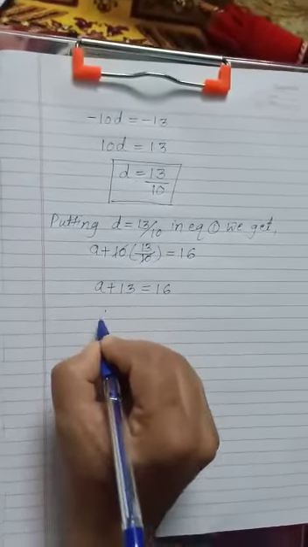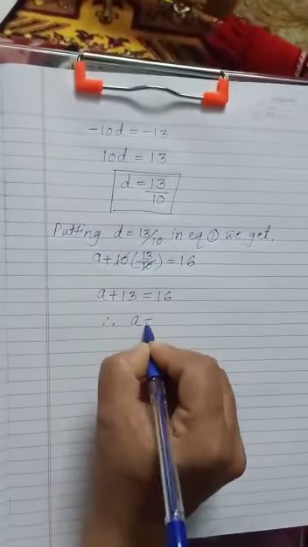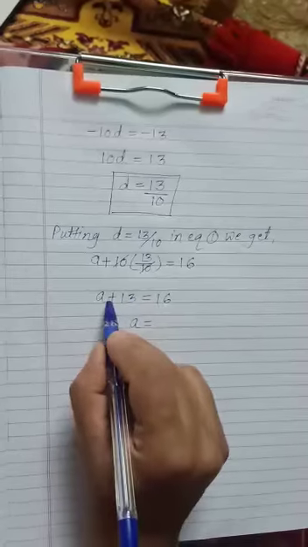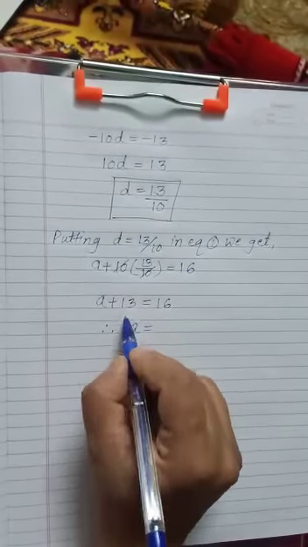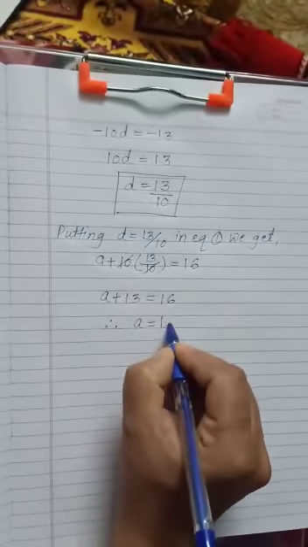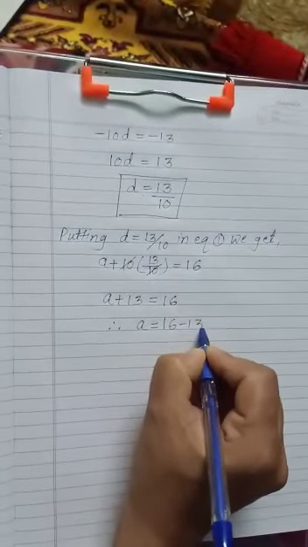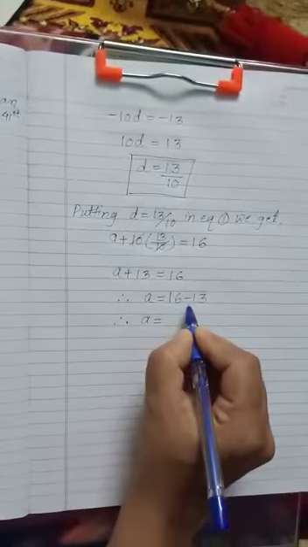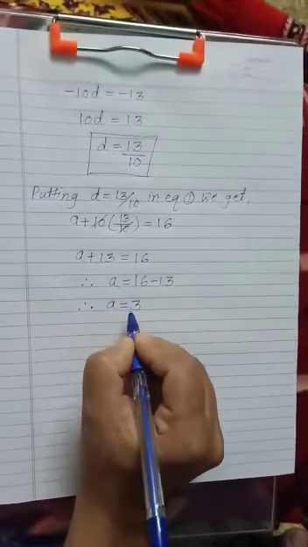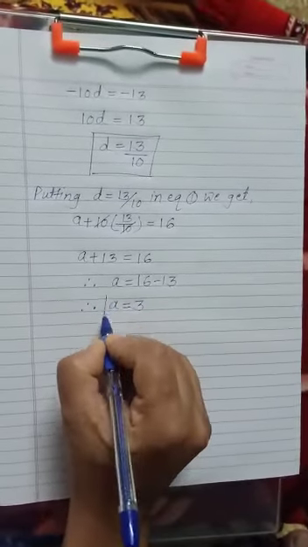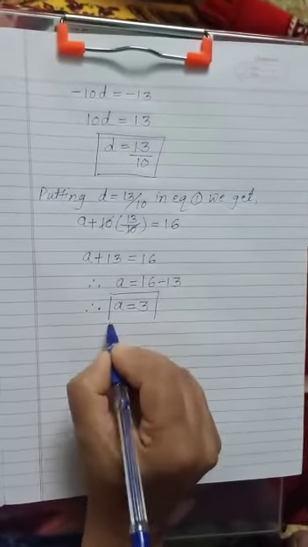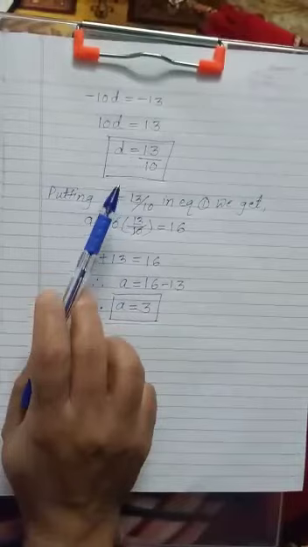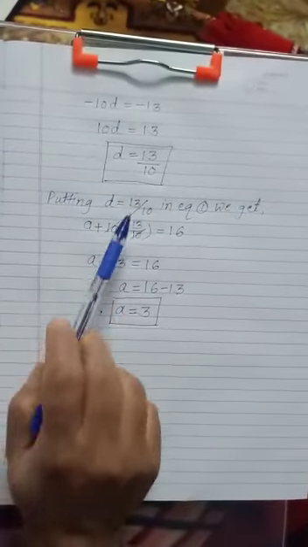Then to find the value of a, therefore a is equal to, we have to shift this 13 to that side. Here 13 is positive and after changing its side it will be negative. So 16 minus 13. So what is the value of a? a is equal to 16 minus 13, which is 3. The difference between 16 and 13 is 3. Understood?